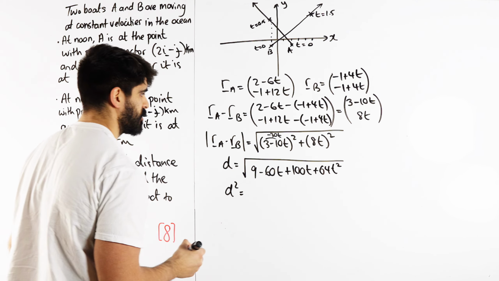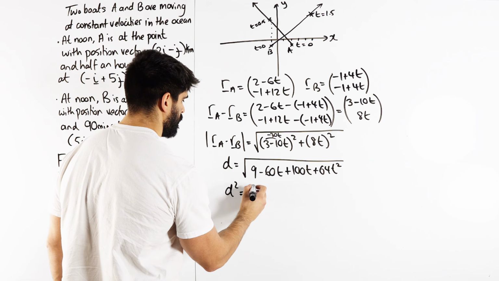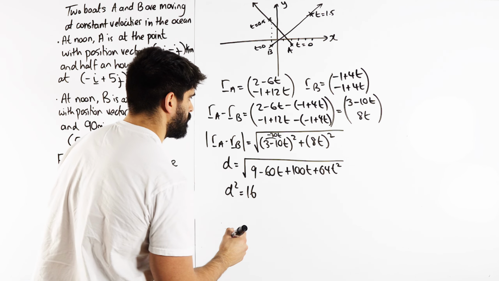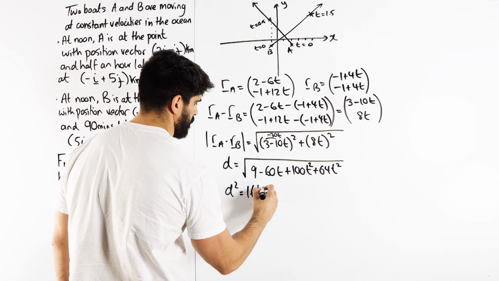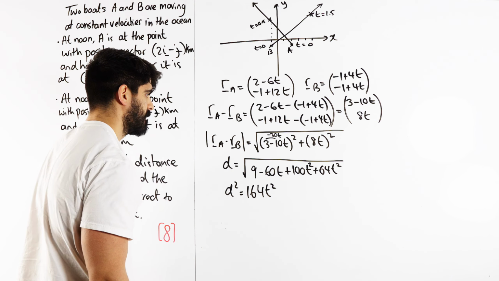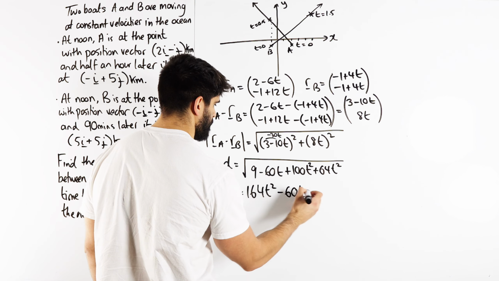Well, I was going to reach for my calculator. Do I need to calculate here and have 164? No. Wait, this is 100t squared, isn't it? That's why it's 164t squared. Now I'm bugging. Minus 60t, then plus 9.